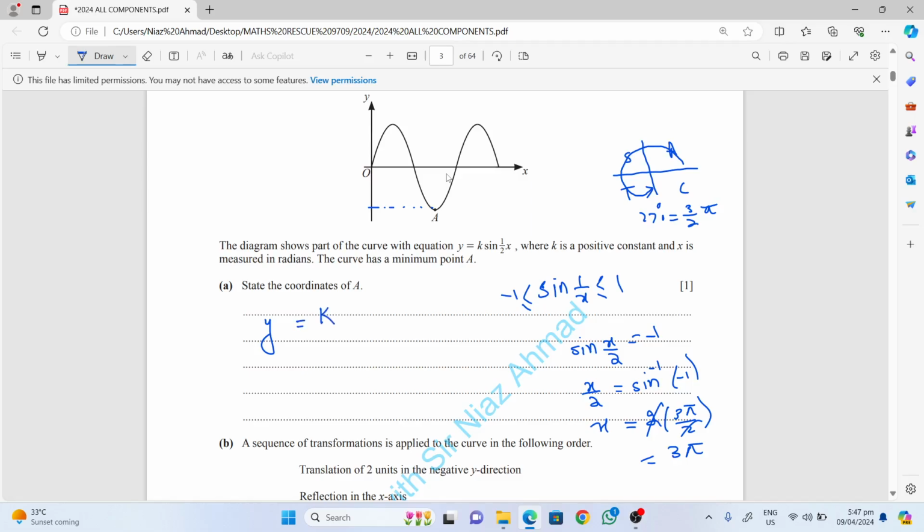But we know, because A is a minimum point, y equals k sine x by 2 at the minimum. I want to get the minimum coordinates. So k, this whole thing is minus 1. So this is minus k. So the coordinates of A are 3 pi, comma negative k. These are the minimum coordinates of A.